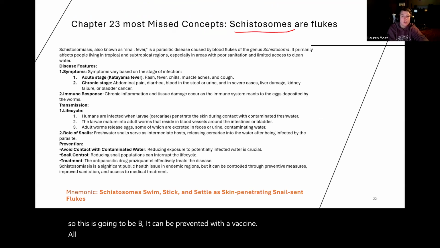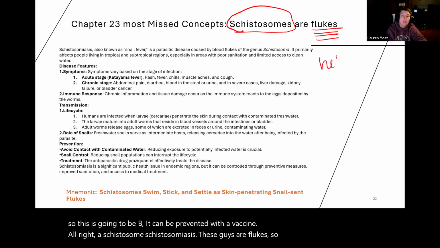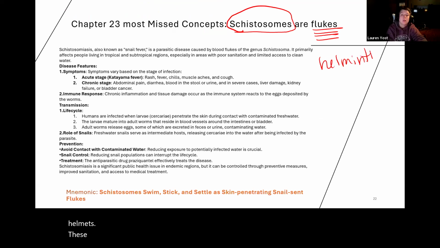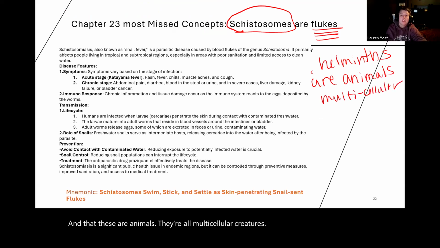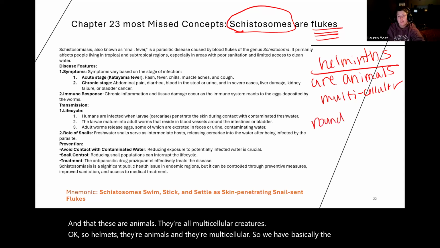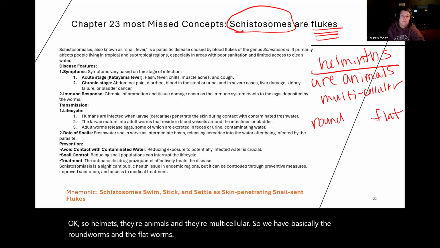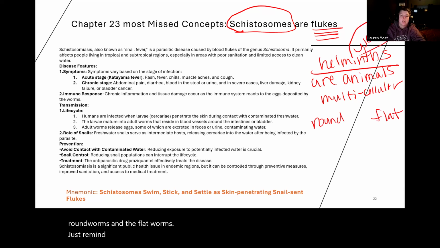Alrighty, schistosomiasis. These guys are flukes. So remember with our helminths, these are our worms, and these are animals. They're all multicellular creatures. So we have basically the roundworms and the flatworms. Just to remind you that we're talking about the parasitic worms here. So you have the roundworms and the flatworms.